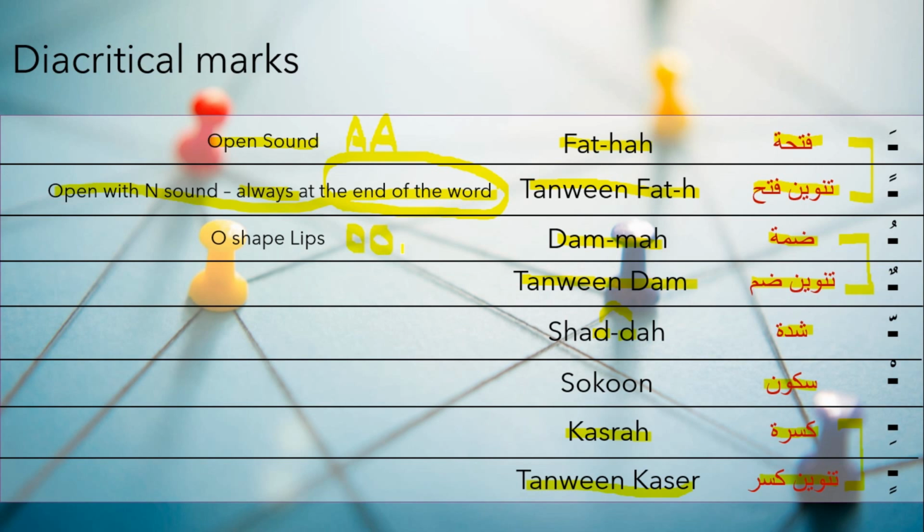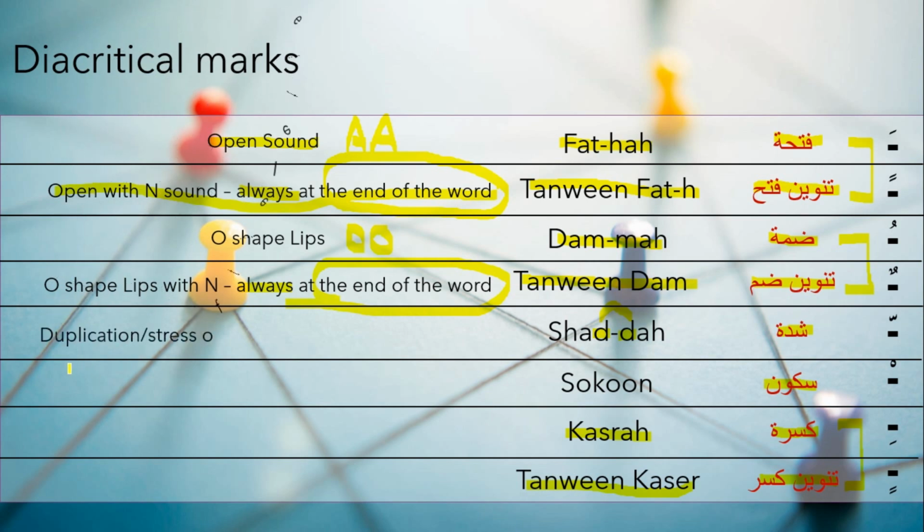So now dhamma is O-shaped lips. So when you're using the letter O, you can use double O's to explain the dhamma here. And again, tanween dhamm is an O shape with the letter N, and always comes at the end of the word. As I told you before, once you see the tanween, that means it's coming at the end of the word. Shadda here is the duplication mark.